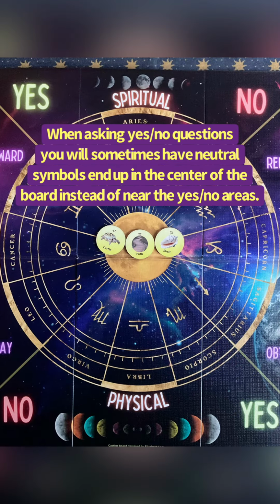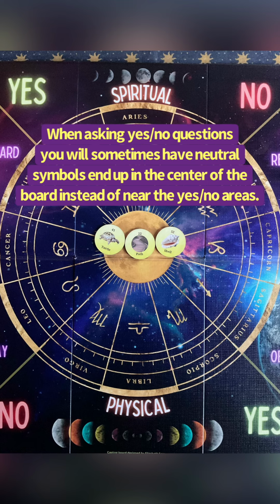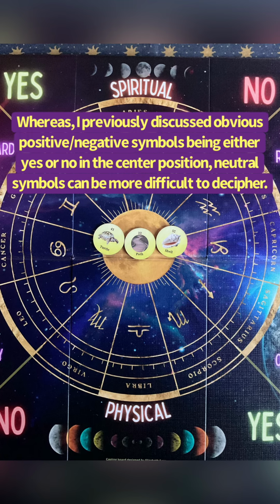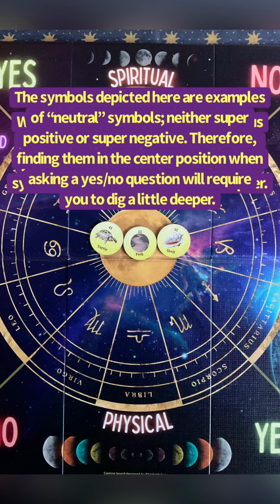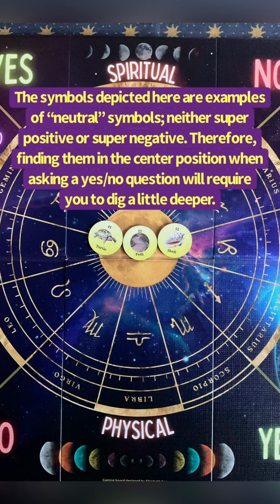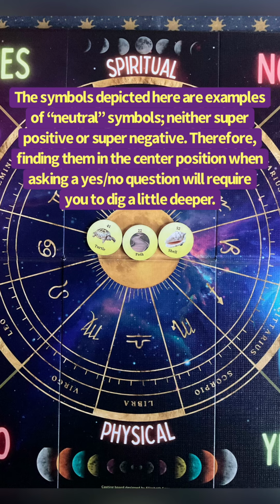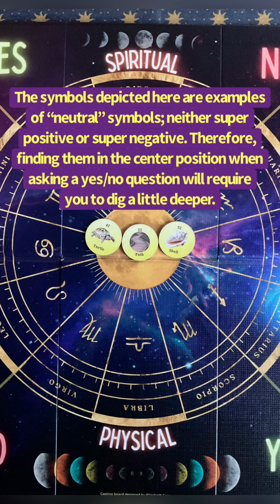When asking yes-no questions, you'll sometimes have neutral symbols end up in the center of the board. This is a neutral area, so neutral symbols may be difficult to decipher. The symbols shown here are neither super positive nor super negative, therefore finding them in the center position will require you to dig a little deeper.